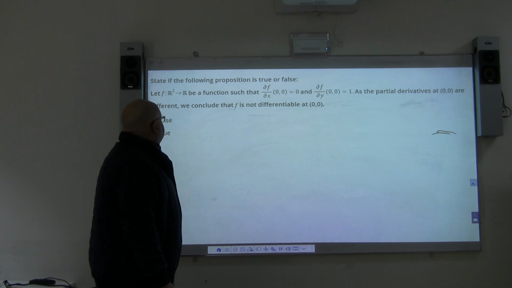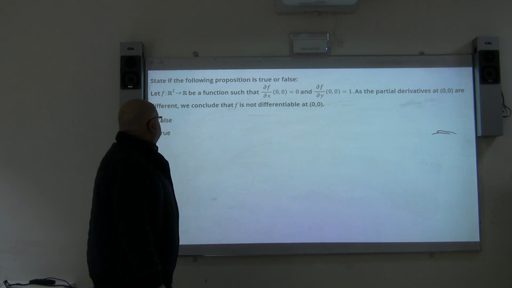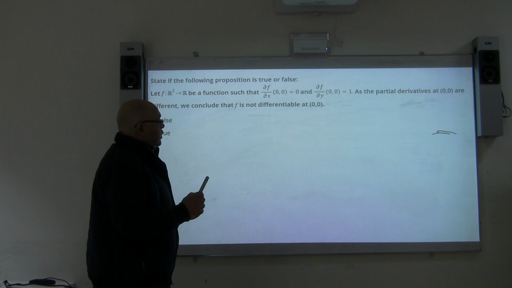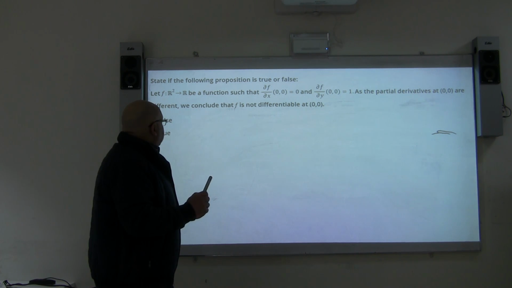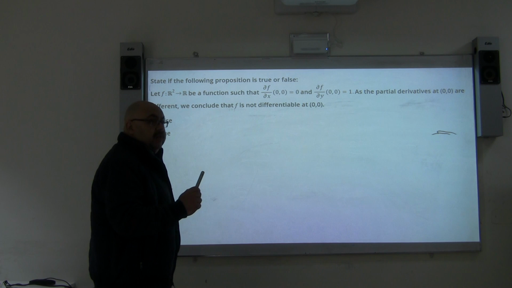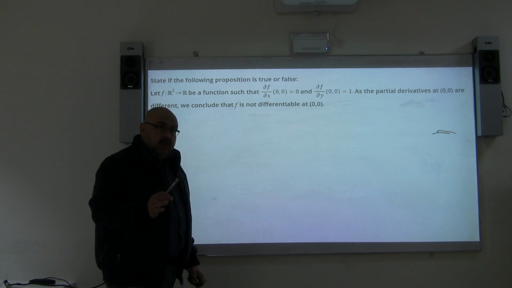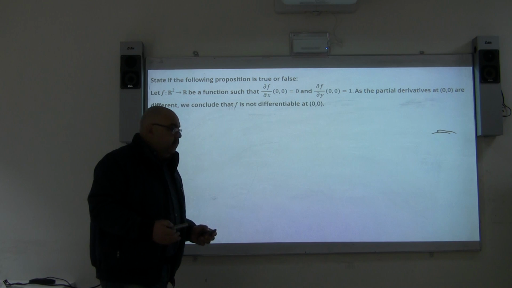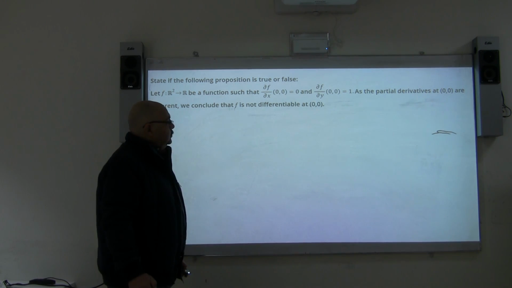This question is very nice. He wants you to state if the following propositions are true or false. Let R squared into R be a function such that partial f partial x is equal to 0, partial f partial y is equal to 1. And he asks you, if the partial derivatives at the origin, at 0, 0, are different, we conclude that f is not differentiable at the origin. Of course, it's false, because there is no relation between the values of the partial derivatives being the same or different and the differentiability. So the answer is false.